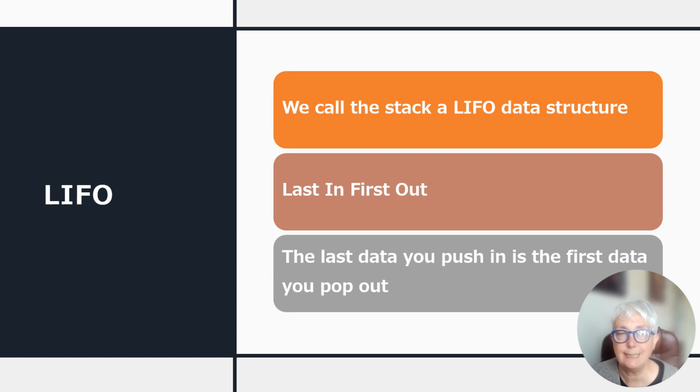We often call the stack a LIFO data structure. LIFO stands for last in, first out. That means the last data that you've just pushed in will also be the first data that you pop out of the stack. And that's because all the popping and pushing happens at the same place. So the last thing you've pushed is also the next thing that you would pop. It all happens at the top of the stack.